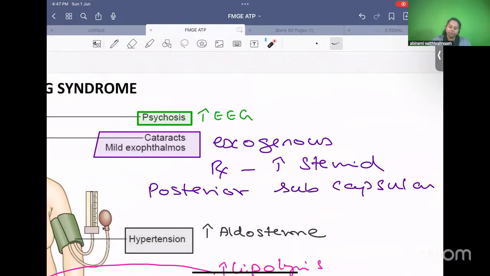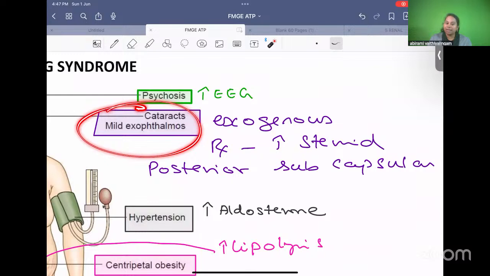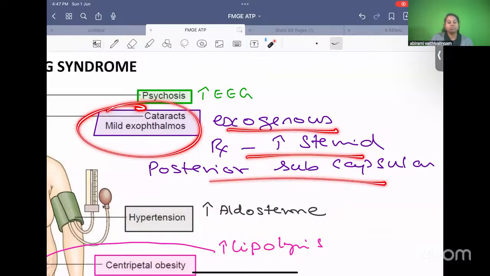Cushing syndrome patients have psychosis because the effect of cortisol is it can increase EEG, electroencephalogram. It increases electrical activity in the brain. That's why they go for psychosis. Cushing syndrome patients have cataracts. This is the effect of exogenous Cushing syndrome. When you take steroid therapy, excessive steroids from outside, that can cause posterior subcapsular cataract.